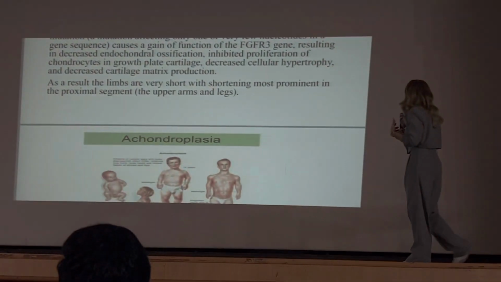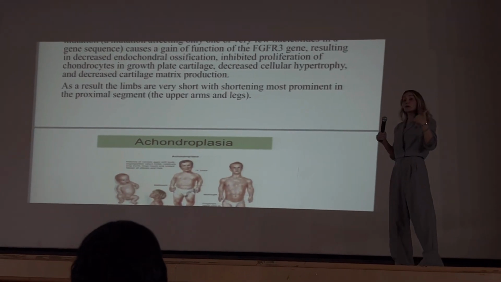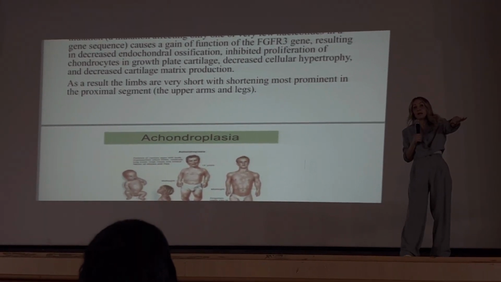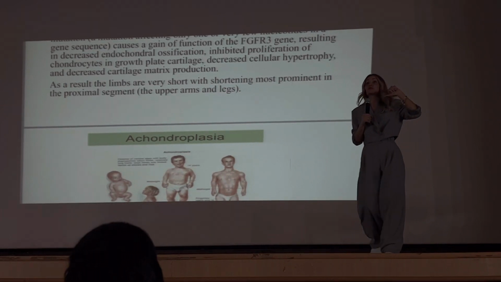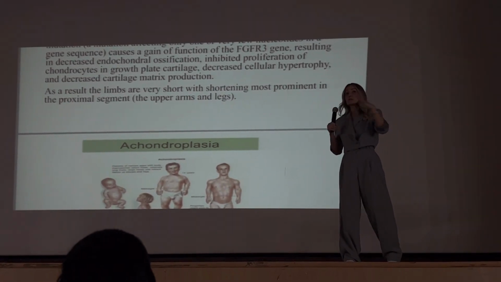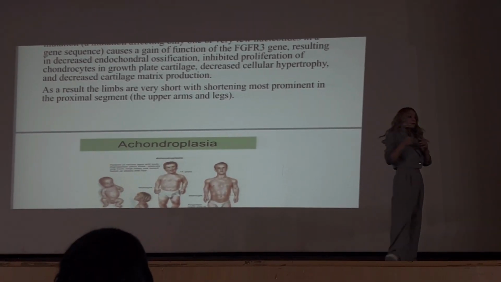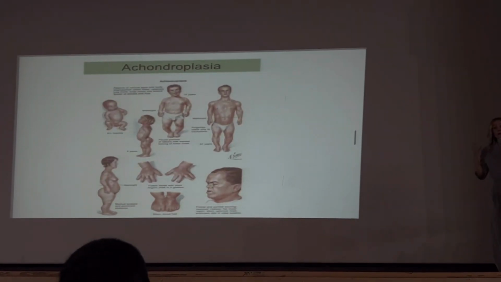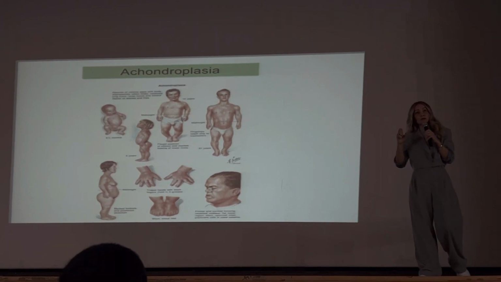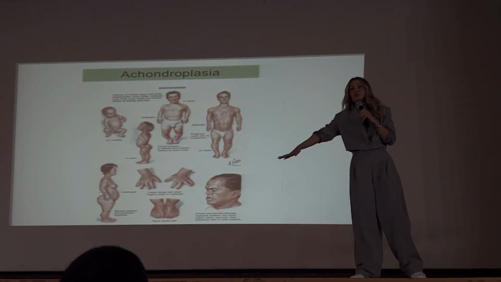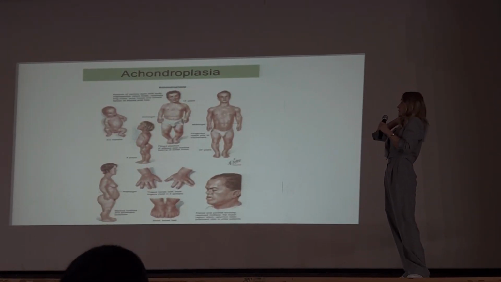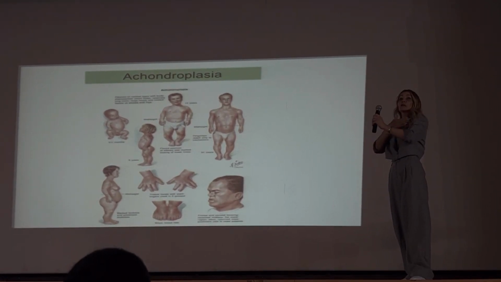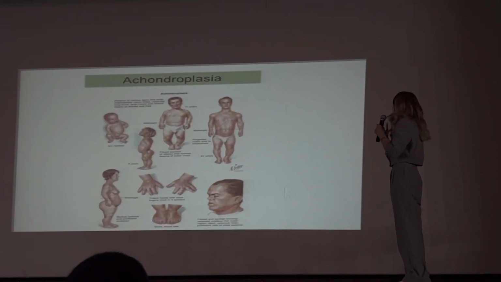So, regarding achondroplasia, it is the most common cause of short-limb dwarfism. This is a picture of a case of achondroplasia. A patient with achondroplasia has short limbs, a big skull, and a flat nose.